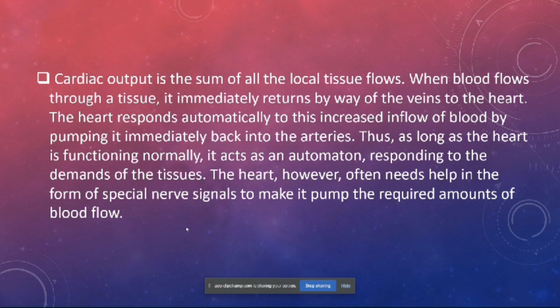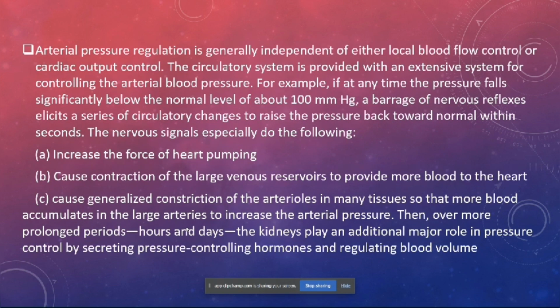The heart, however, often needs help in the form of special nerve signals to make it pump the required amount of blood flow. Now, arterial pressure regulation is generally independent of either local blood flow control or cardiac output control. The circulatory system is provided with an extensive system for controlling the arterial blood pressure.